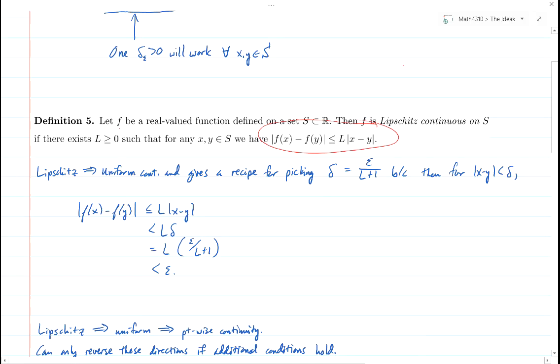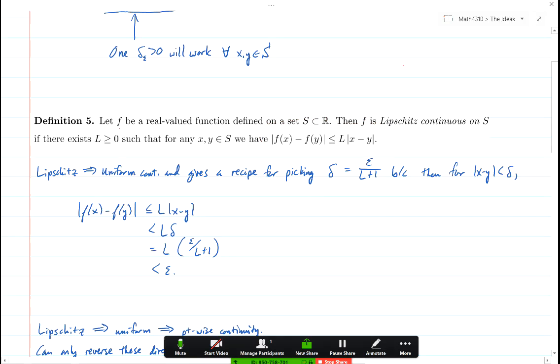If you were to take the limit as y approached x, that would look a lot like the derivative of f at x. Right? So there's some sort of relationship, for continuously differentiable functions, between the value of L and a bound on the first derivative. All right, that's conceptually how you often think about this.